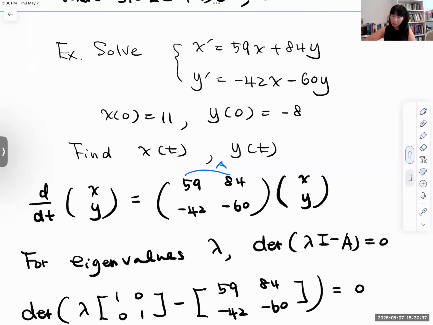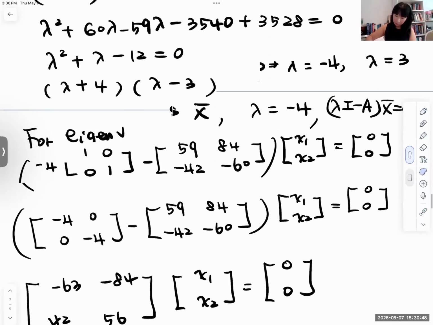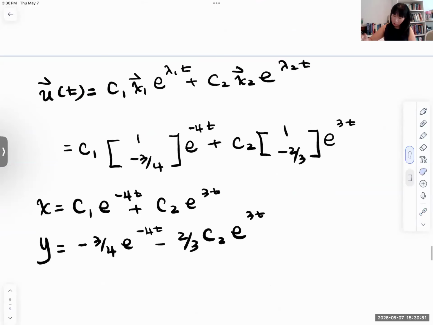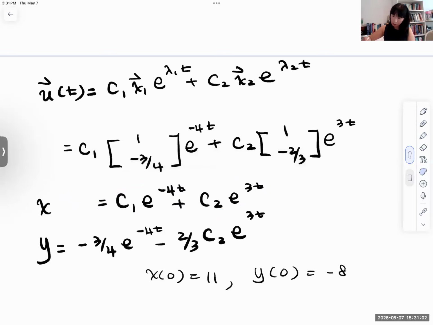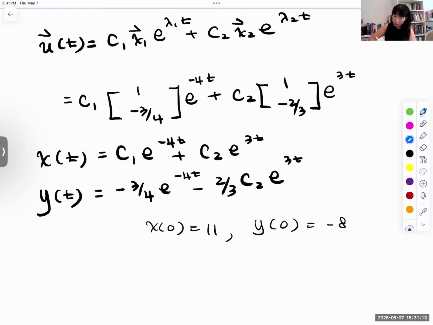So here we go. x of 0 equal to 11, y of 0 equal to negative 8. Let me paste first. So there will be x of t, right? So x of t, y of t equal to, right? Then we're using the initial value problem.